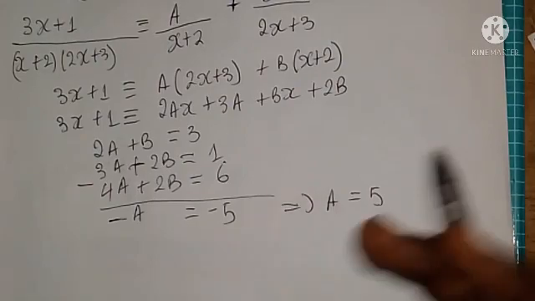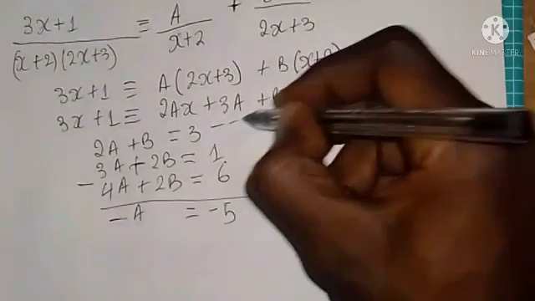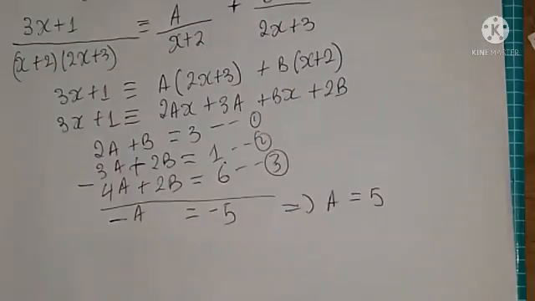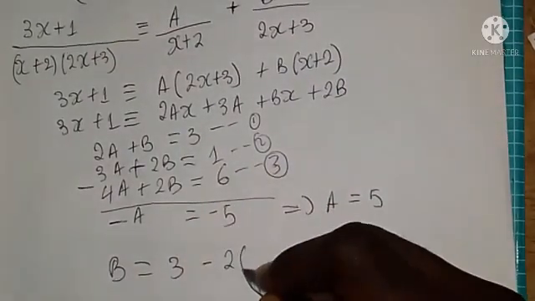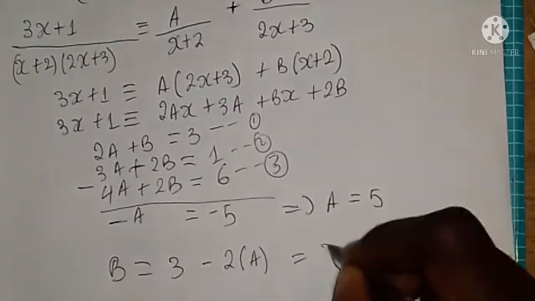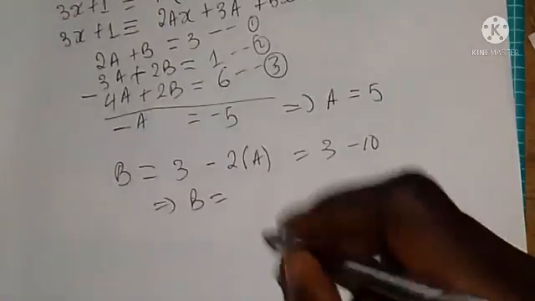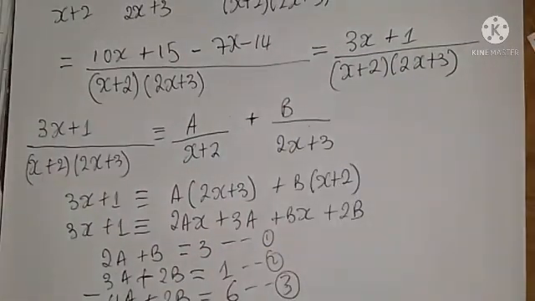So we now substitute the value of A in any of these equations. So I'll choose substitution here in equation 1. If I substitute in equation 1, B will be equal to 3 minus 2 times A, which is equal to 3 minus 10, which implies that B is equal to negative 7. So you see, we got back to the initial values. It's just left for you to substitute A and B here, and you get the same thing. Okay, that's all. See you in the next video.